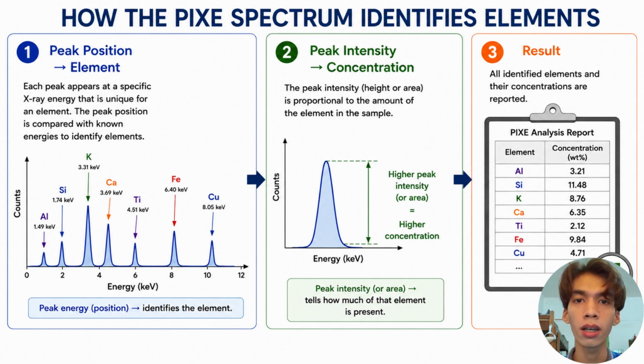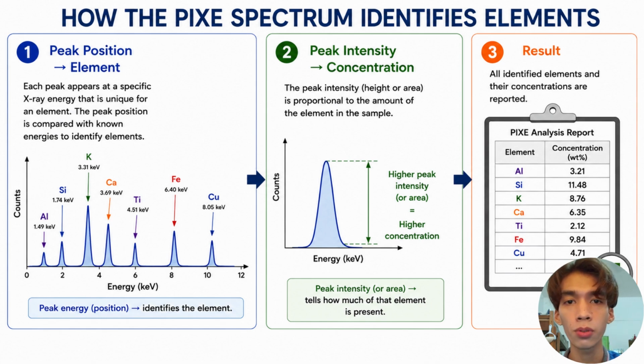This diagram explains how the PIXE spectrum is used to identify and quantify the elements present in a sample. First, in step 1, we examine the position of each peak in the spectrum. The x-axis represents the X-ray energy in kiloelectronvolts, while the y-axis represents the number of detected X-rays. Each element emits characteristic X-rays at unique energies, so every peak acts as an elemental fingerprint. Therefore, the peak energy identifies which element is present.